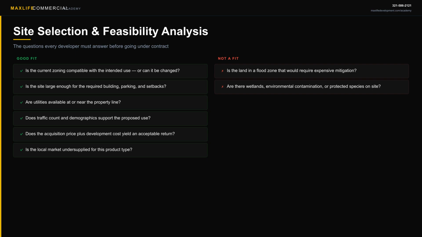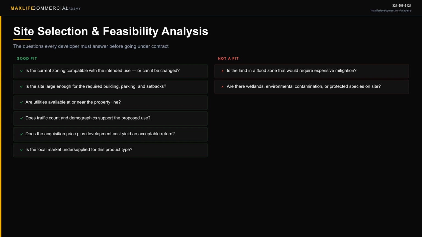Site selection is the most consequential decision in the entire development process. The old saying is true: you cannot fix a bad location. But in commercial development, the analysis goes much deeper than just location. You are underwriting the site itself, and there are 8 questions you need to answer before you commit to a purchase contract. First, zoning compatibility.